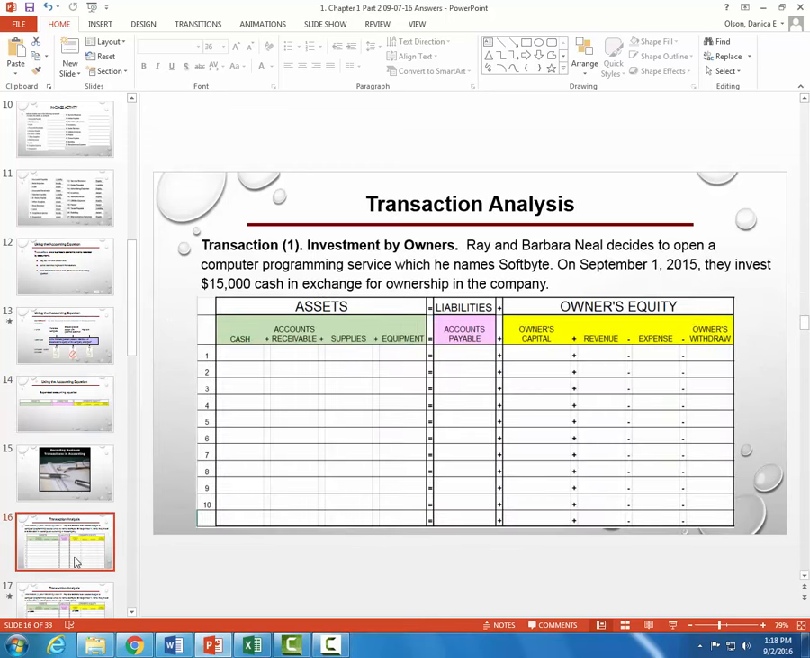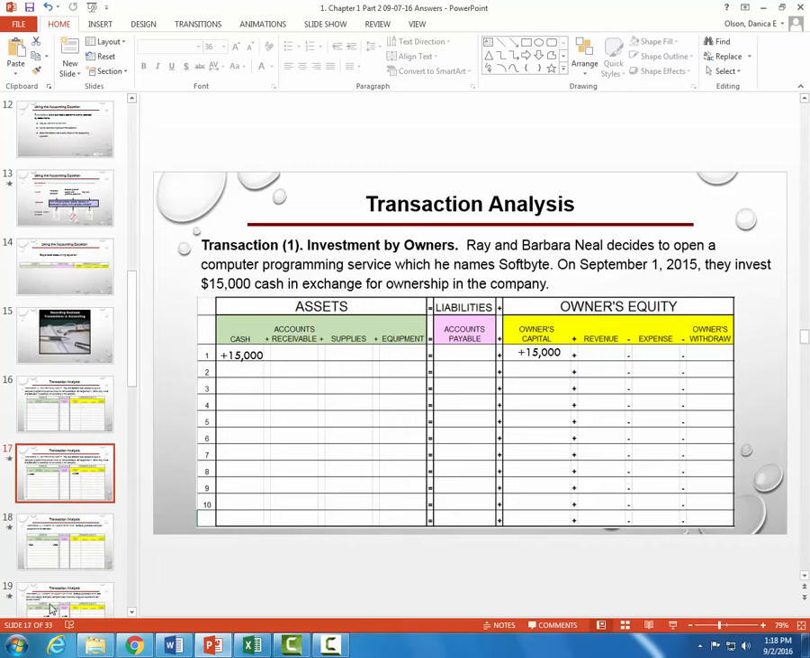Let's start with transaction 1, an investment by owners. Ray and Barbara Neal decide to open a computer programming service. On September 1st, they invest $15,000 in cash in exchange for ownership in the company. When the owners invest cash, the cash account is increased by $15,000 and owner's capital is increased by $15,000.